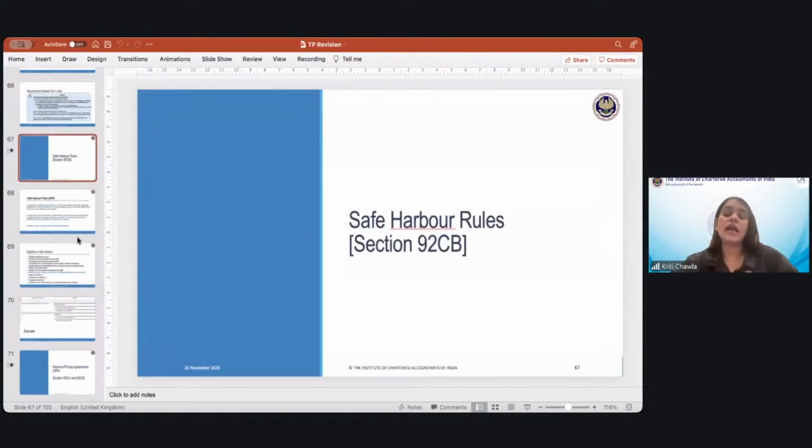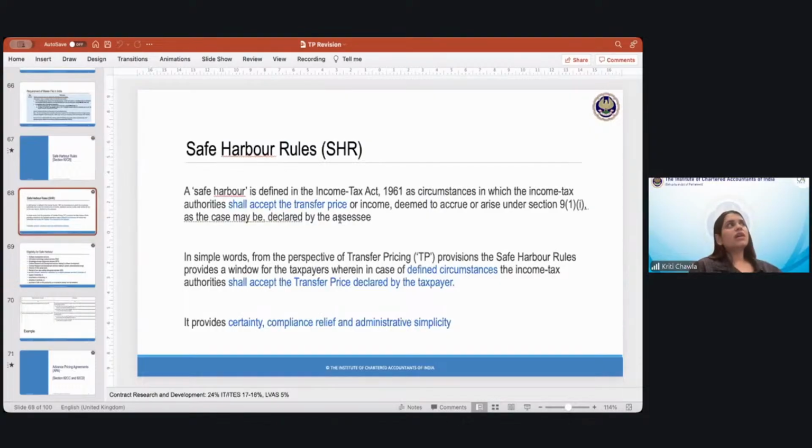The next topic that we have is basically safe harbor rules, which is coming from Section 92CB. Now, what are these safe harbor rules? Well, the safe harbor rules are defined in the Income Tax Act, and they're basically circumstances. The Income Tax Act has defined certain circumstances that if these kinds of transactions are undertaken, then this will be the transfer price that will be accepted.